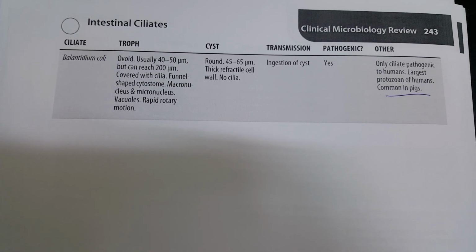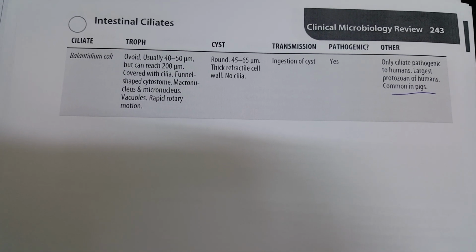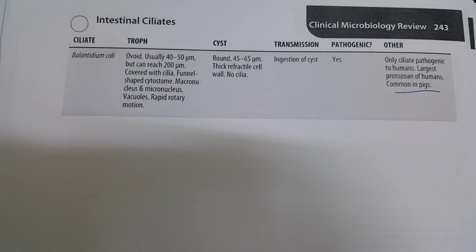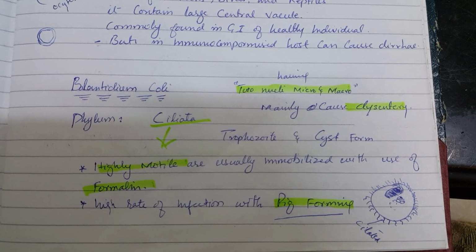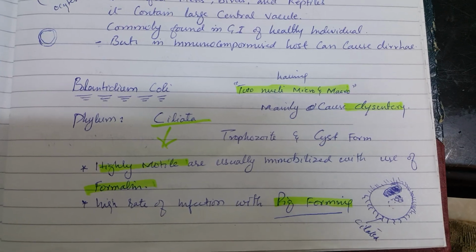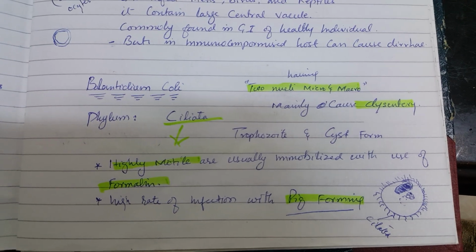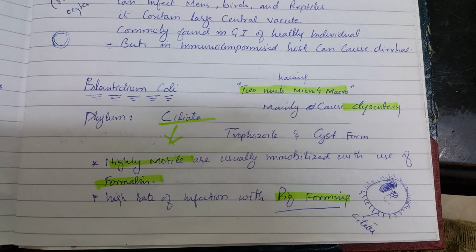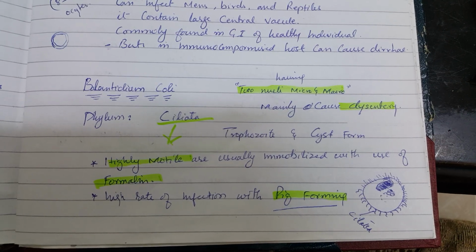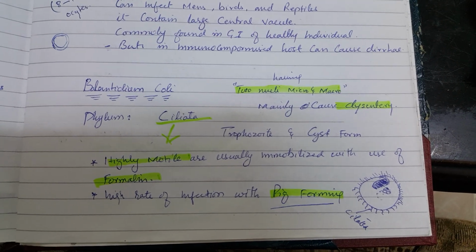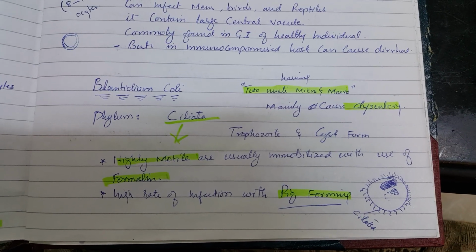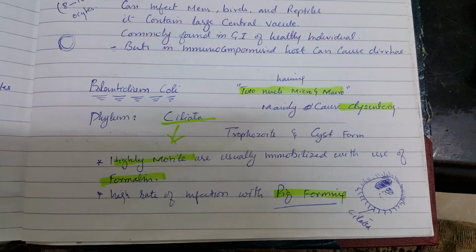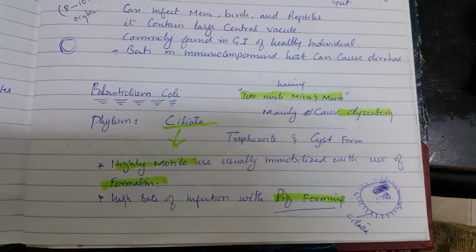It is common in pig farming or among people living with pigs. Balantidium coli, as we explained, has two nuclei, one macro and the other micro, and mainly causes dysentery. It is from the phylum Ciliophora, and it is the only ciliate infectious to humans. It has two forms, trophozoite and cyst, is highly motile and usually immobilized with the help of formalin, and there is a high rate of infection with pig farming.